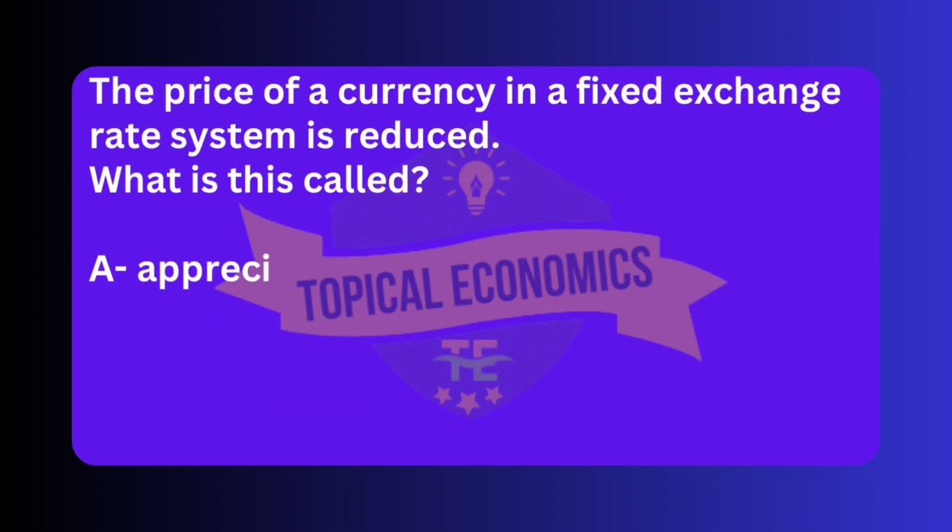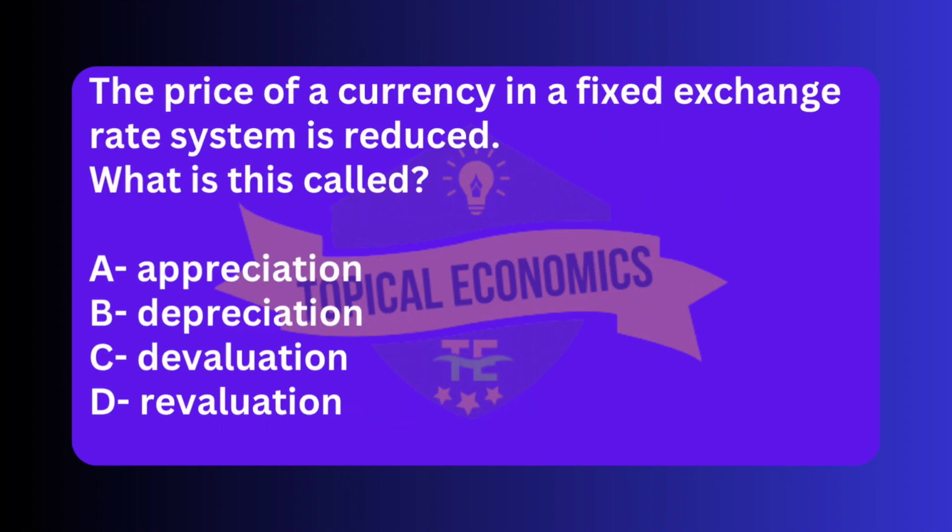Moving to the second question. The price of a currency in a fixed exchange rate system is reduced. What is this called? A. Appreciation. B. Depreciation. C. Devaluation. D. Revaluation. Reference, 2022 May-June version 2. The correct answer for this question is option C.